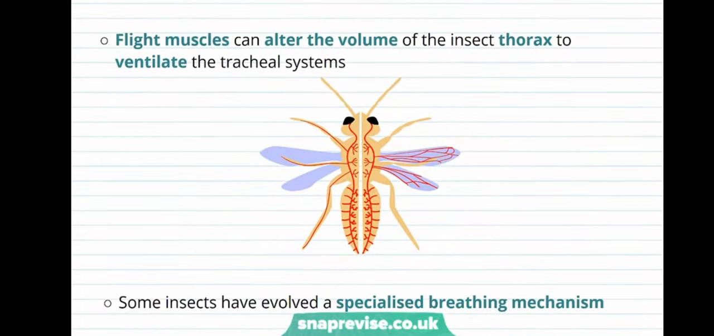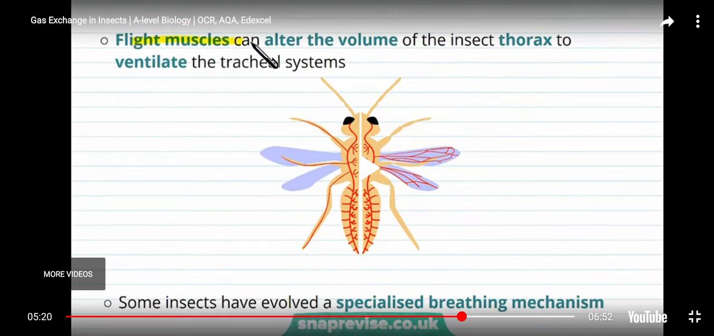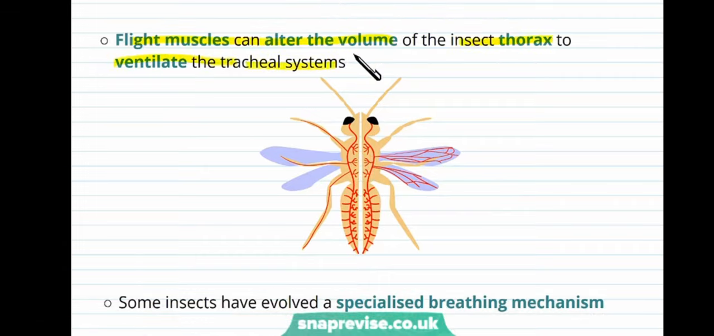The flight muscles can also alter the volume. So you can see here they explain in very great detail every step of how it expands and how it contracts the muscle. So of course we don't go so detailed, so as long as you mention the abdominal muscle contracts, abdominal muscle relaxes, that is how you inhale, how you exhale, and then don't forget to mention pressure. The pressure is important. Of the insect's thorax or the chest cavity to ventilate the tracheal systems.